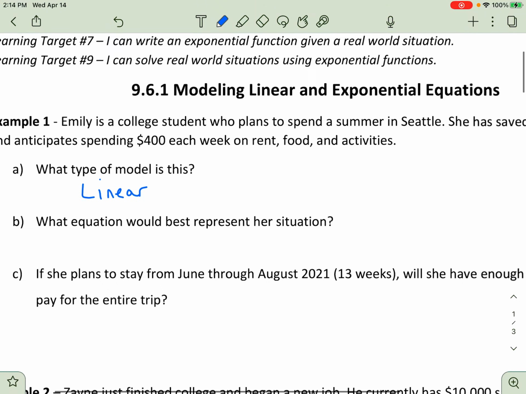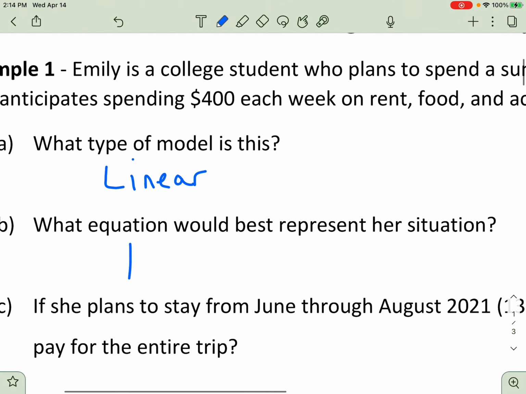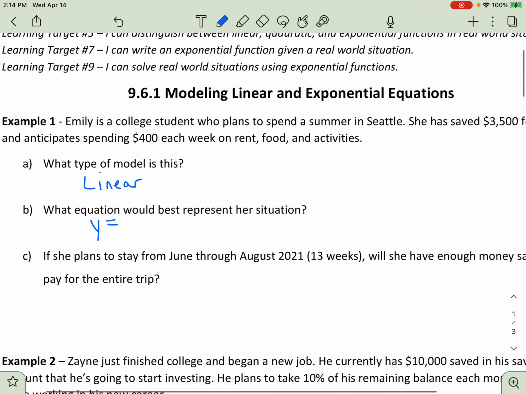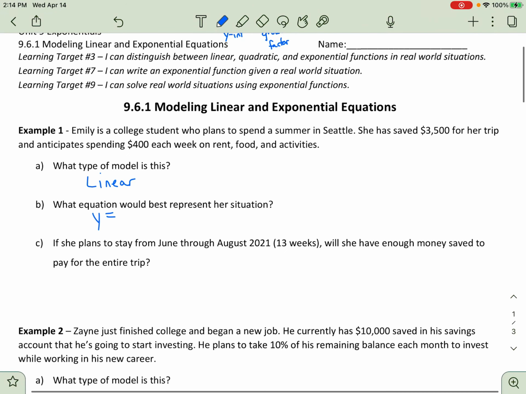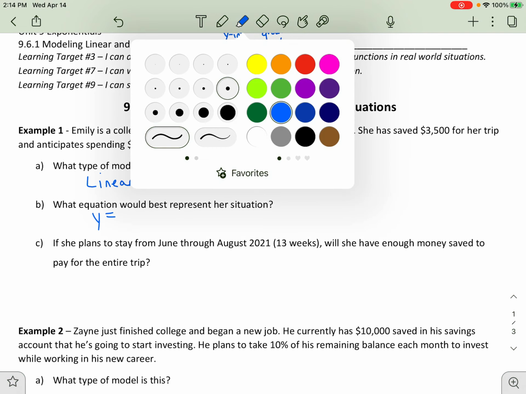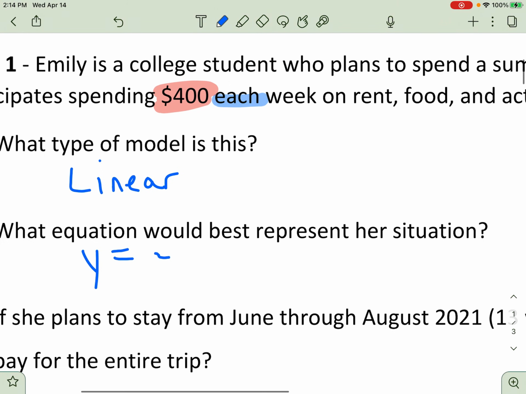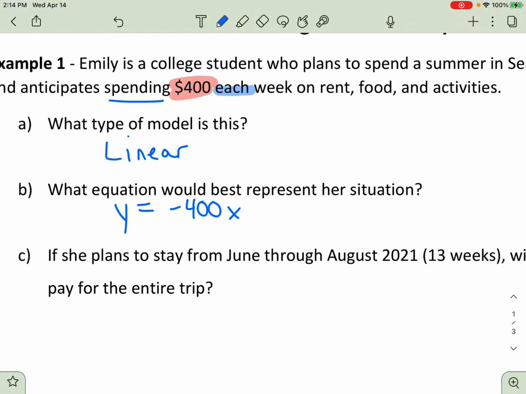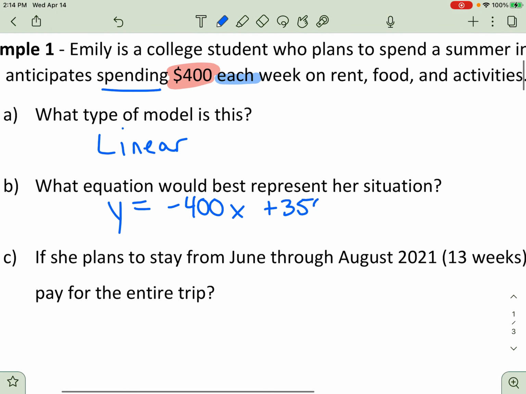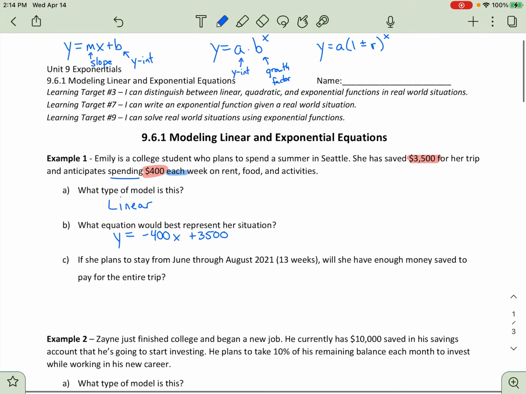So what equation would best represent her situation? Well, we have our y equals, and our slope is how much it's changing. In this case, each week, keyword being each, and then you also have $3,500 and $400. Each week is your slope, so that tells you it is $400 for your slope. But since she is spending that, it is negative $400. And she saved up $3,500 to start, so that would be her starting value.